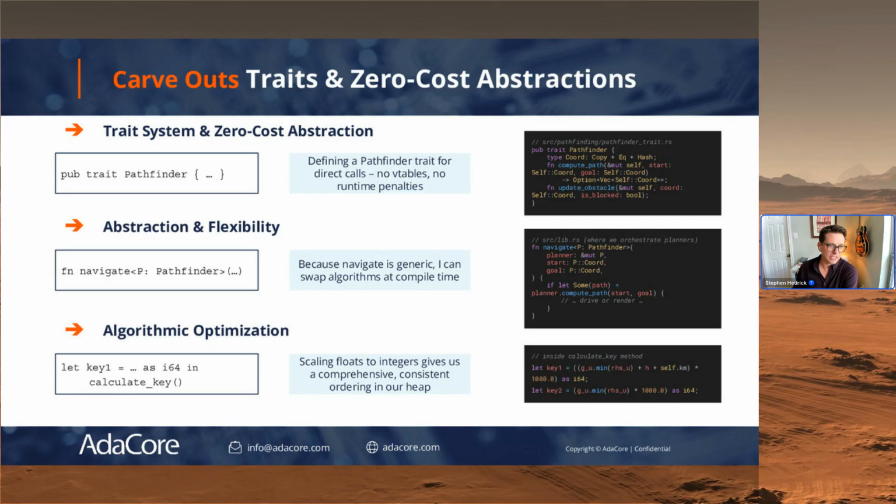Then we have the abstraction and flexibility. Because navigate is generic, I can swap algorithms at compile time, and the same orchestration code drives any planner that we have in place. And again, that kind of allows us to have zero overhead.